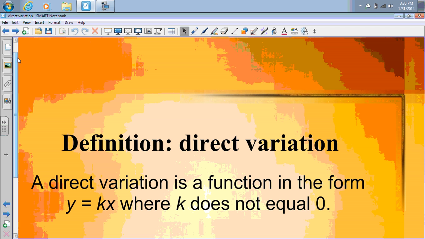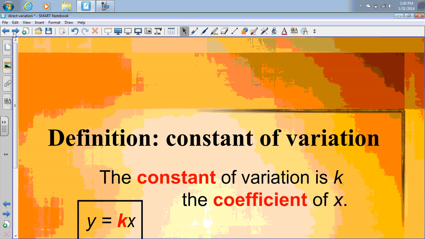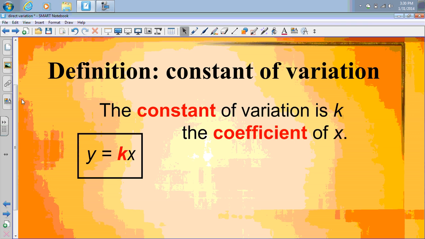If you look at direct variations, it's a function in the form of y equals kx. So you need to have direct variation, y equals kx. Okay? K cannot be 0. I'm going to take you through a few samples here. K is going to be the constant of the variation, and the coefficient, you should know that word. It's the number that comes in front of x.